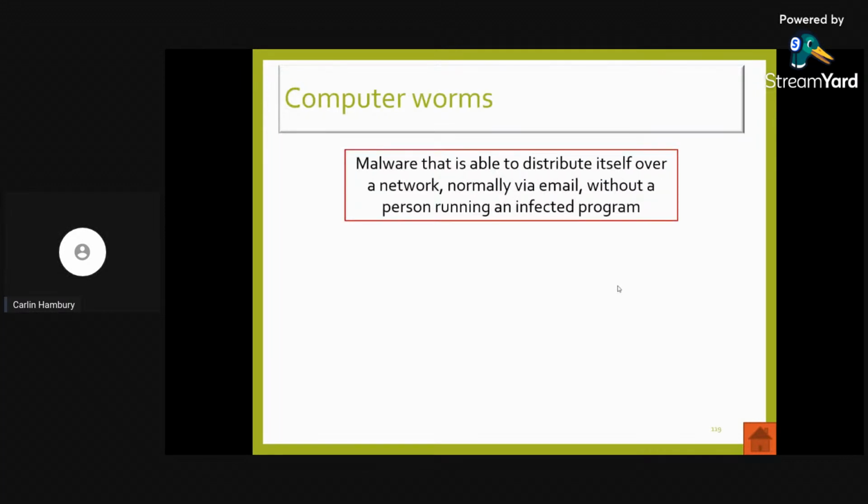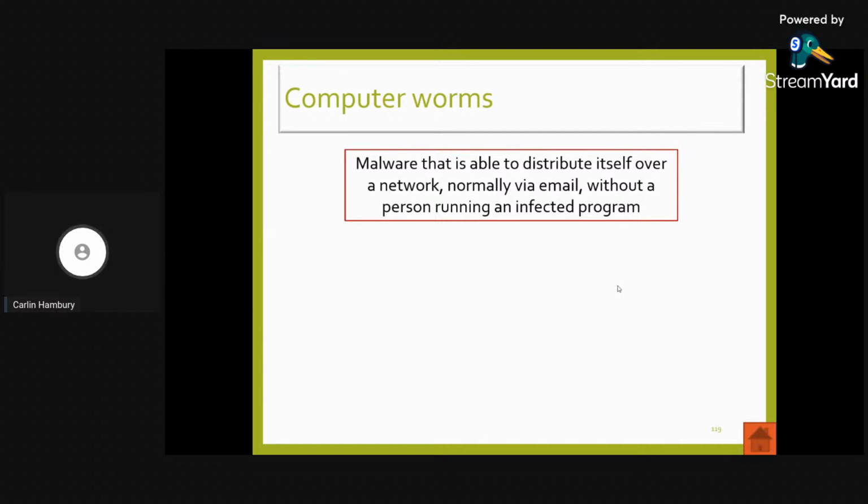Yeah, your computer worms. This falls under malware. Okay, your viruses as well. Malware stands for malicious software, which means it's harmful software. So a computer worm is malware or harmful. It's a harmful program. What does it do? It's able to distribute itself over a network, normally via email, without a person running an infected program.